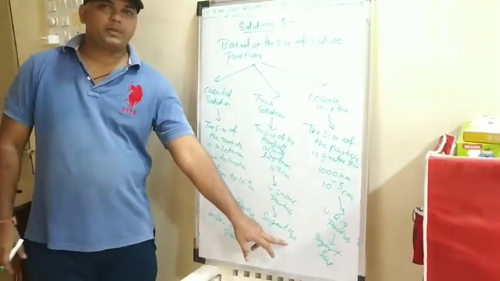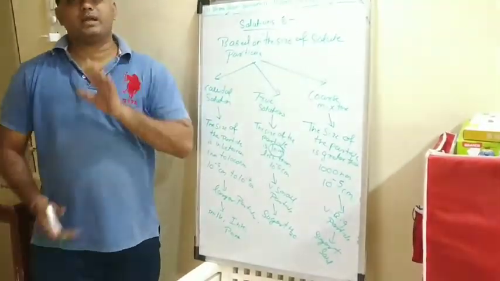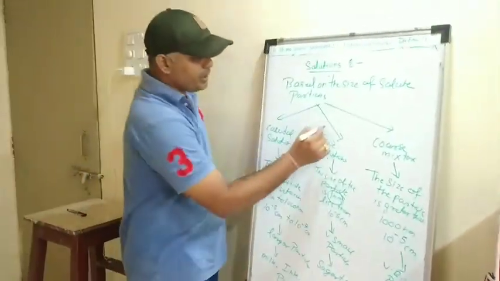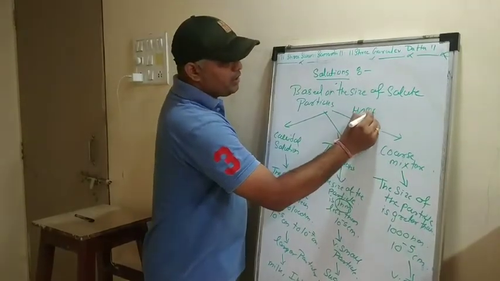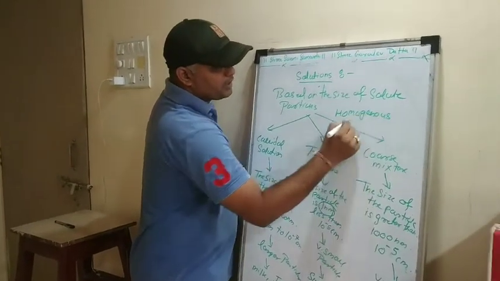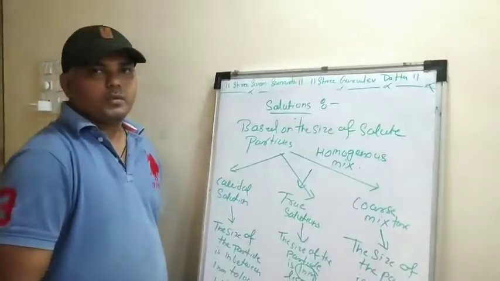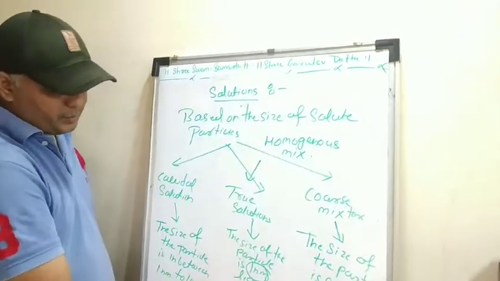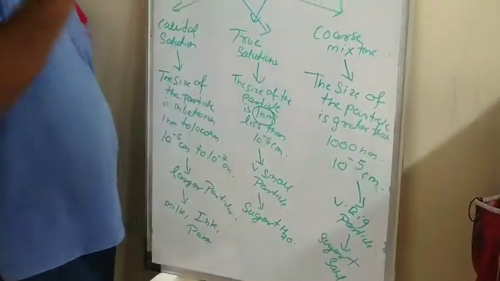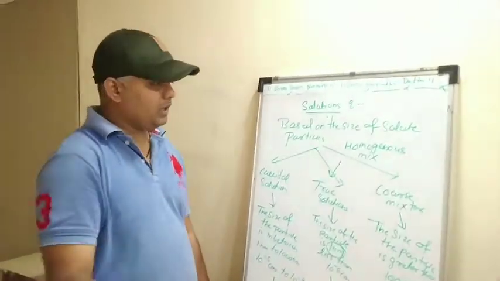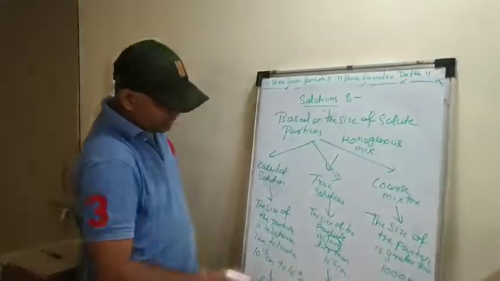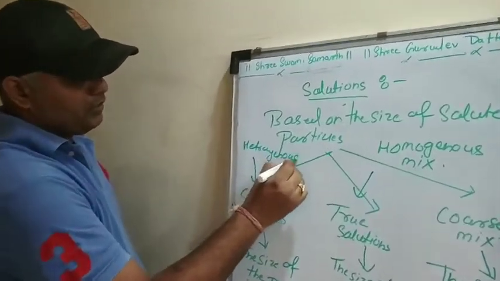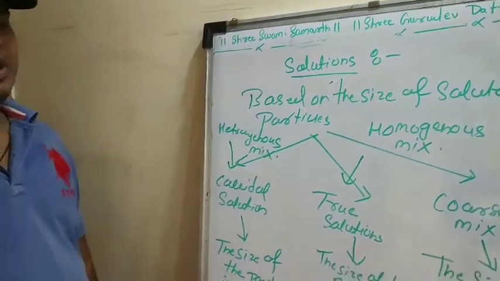See, when sugar and water are added, you cannot see the sugar particles, right? They are not visible to our eyes. That means it is a homogeneous mixture. Remember, it is a homogeneous mixture. Why is it a homogeneous mixture? Because in this case we cannot separate the two components. When the two components cannot be separated from each other, we say that it is a homogeneous mixture. Now this is a case of a heterogeneous mixture, right?